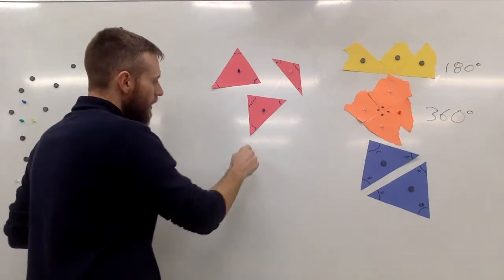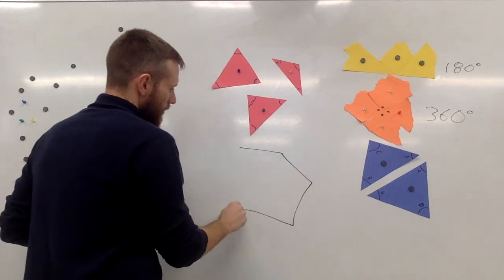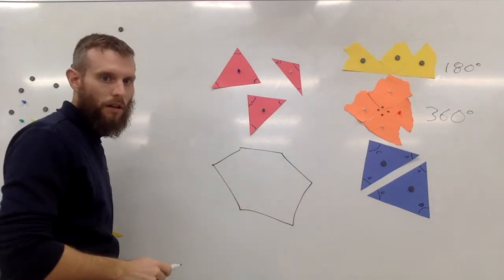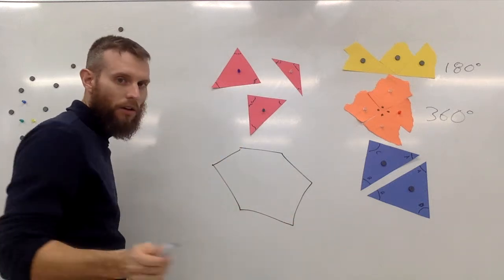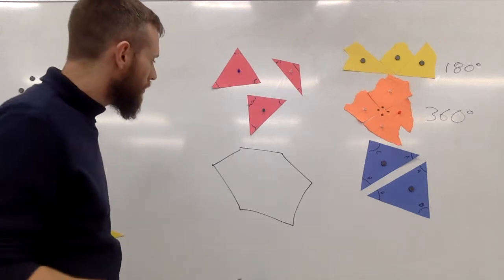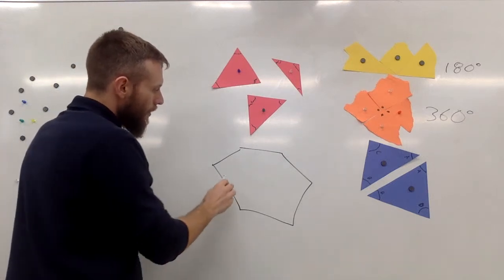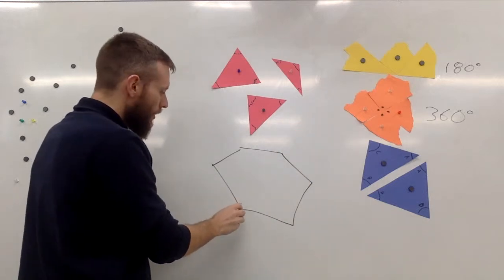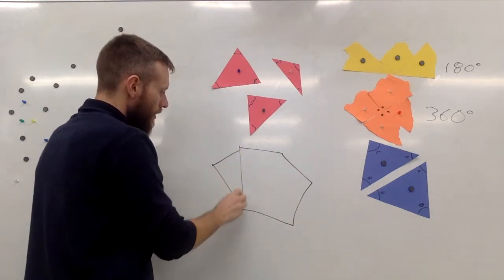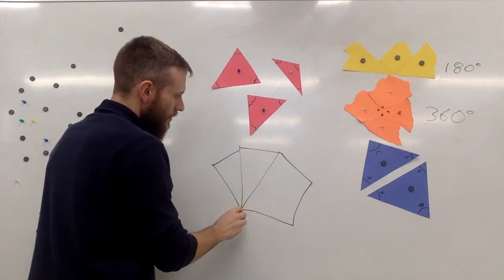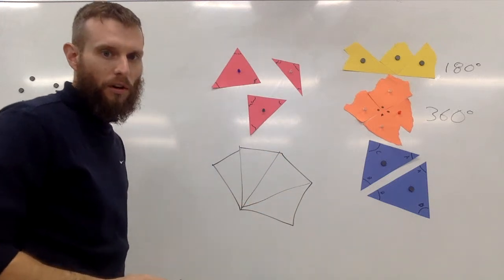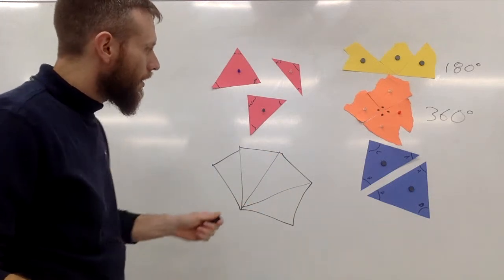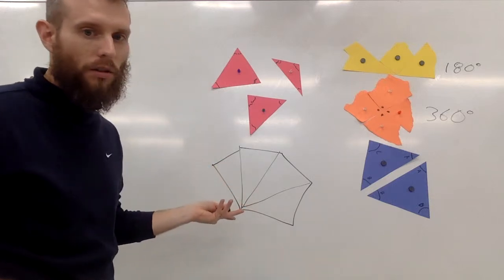If we were to do a hexagon, this is if you start at one point. It is important that when you're drawing your triangles, you start at the same point. You can't just draw as many triangles as you want. Start at one point and see how many triangles you can make. 1, 2, and then 3, 4. So a six-sided shape will give you 4 triangles.